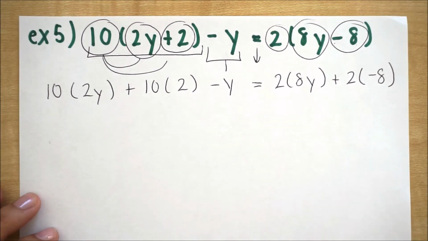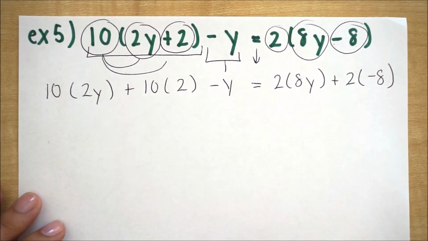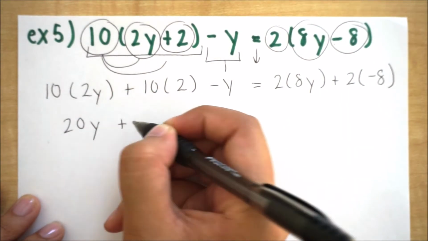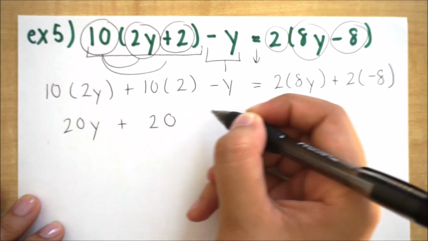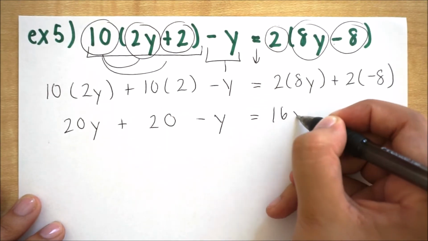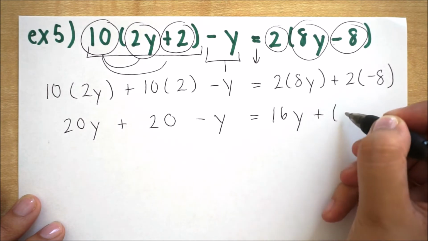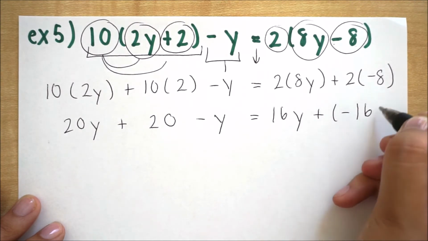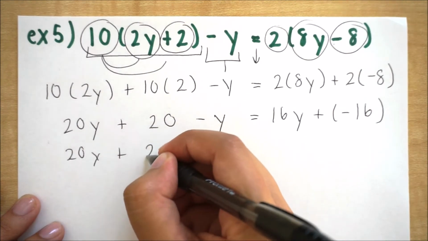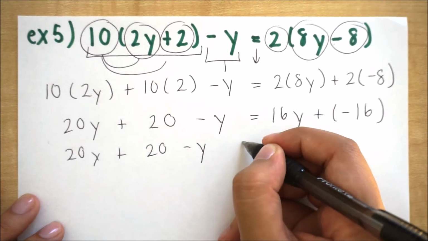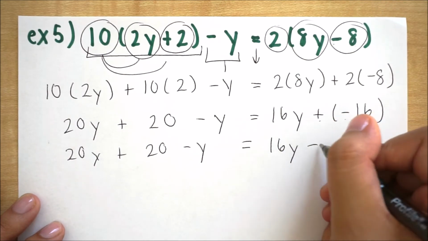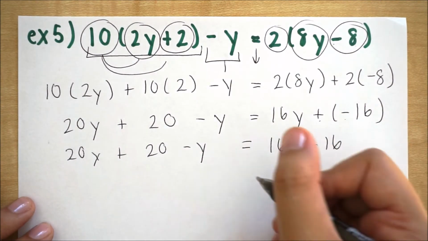Okay, let's further simplify. So 10 times 2y is equal to 20y. 10 times 2 is equal to 20, and then we bring down the negative y. Then we say 8y times 2 is 16y, and negative 8 times 2 is negative 16. Now we want to go ahead and simplify it further, worry about the signs, making sure that they're correct. So we have 16y minus 16, since the negative will overpower the plus sign.